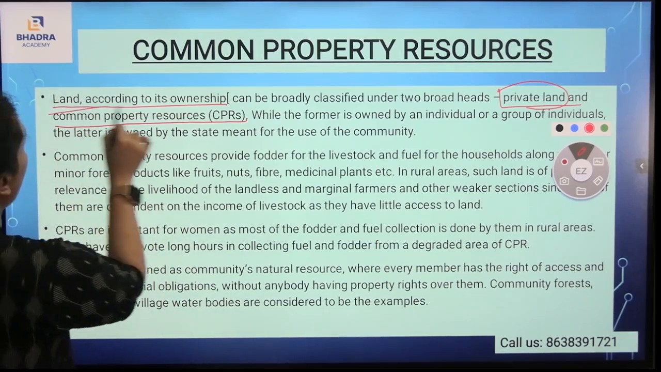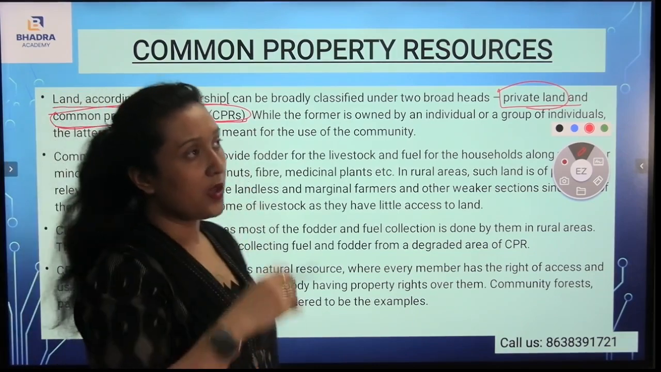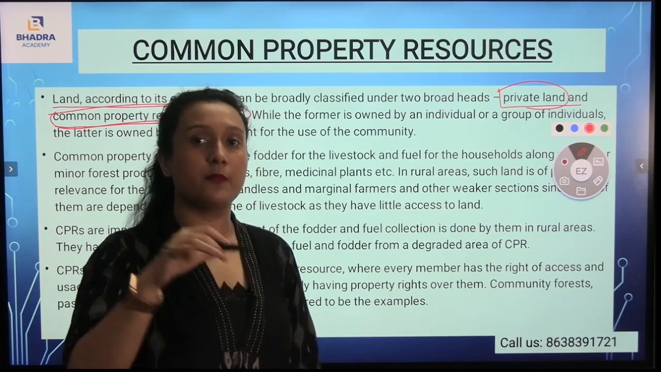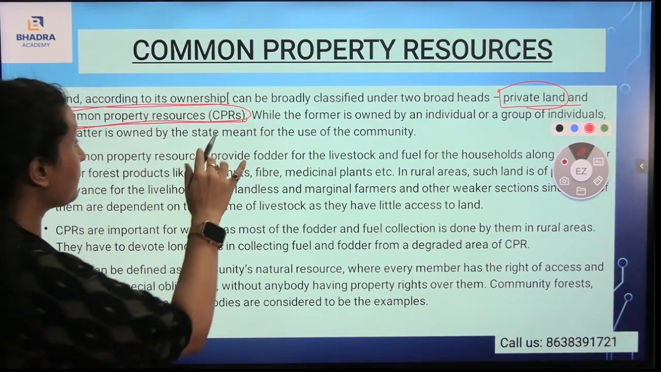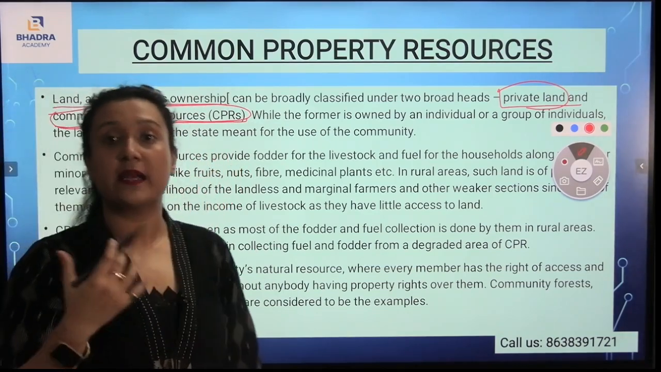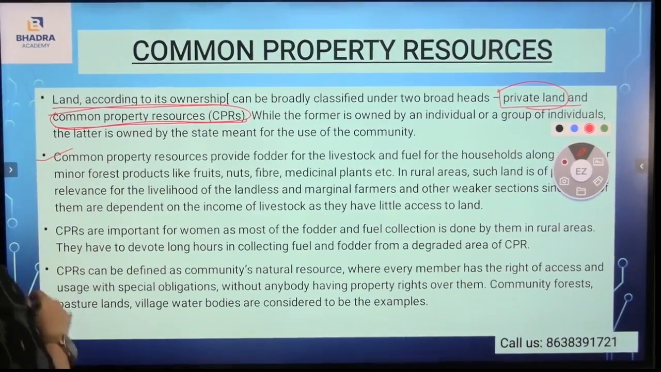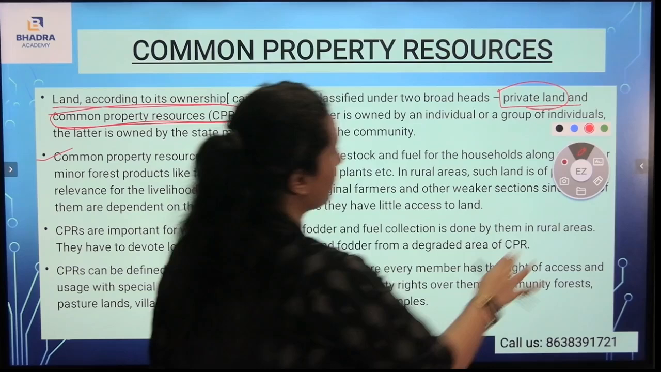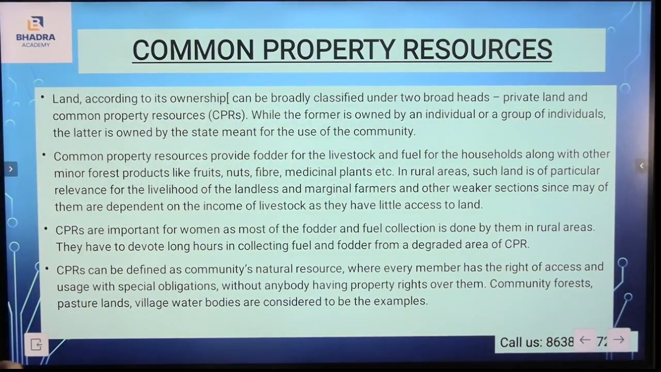And second comes the common property resources. The common property resources actually belong to the people of a particular community, which means the community will be owning the land, and those lands will be used by the state itself and by the country itself. And third, common property resources provide fodder for livestock and fuel for the household, along with other minor forest products like fruits, nuts, fiber, medicinal plants, etc.